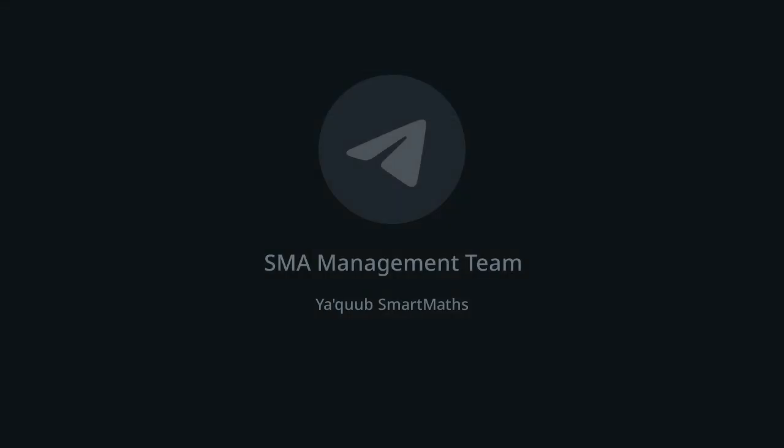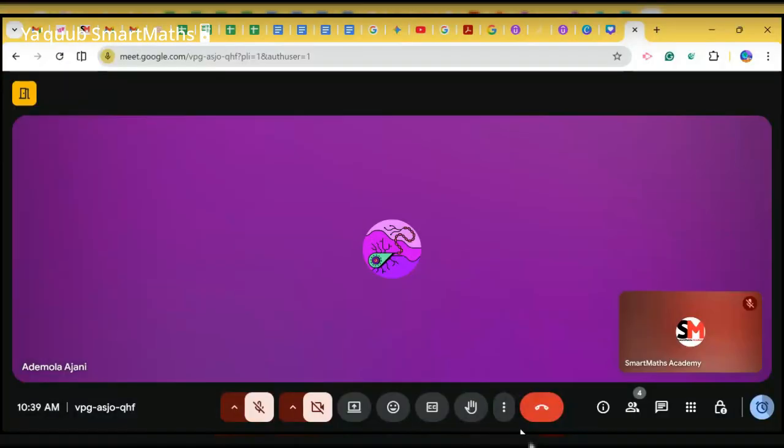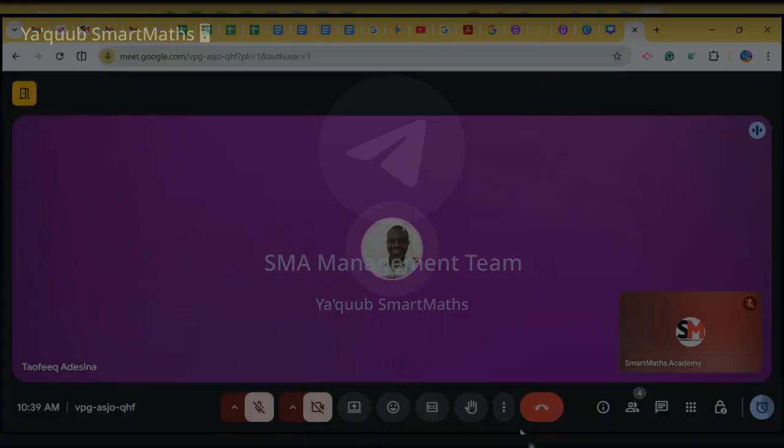And then PQR is the opposite of RSP. It means the exterior angle is equal to the opposite interior angle. So that means PQR is equal to 73. It's also equal to 73.